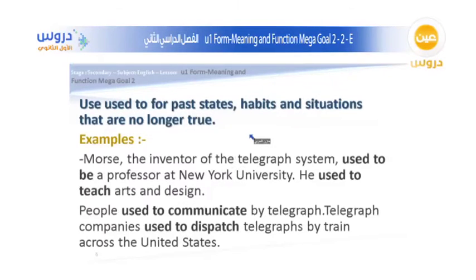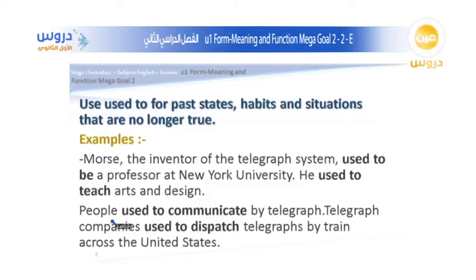So actually, simple past with used to, it means that we use used to in the simple past for habits and situations that are, for example, no longer true. For example, Morse, the inventor of the telegraph system, used to be a professor at New York University, and he used to teach art and design. So used to be a professor and used to teach, those are very old things. This is from the past that are not available today.